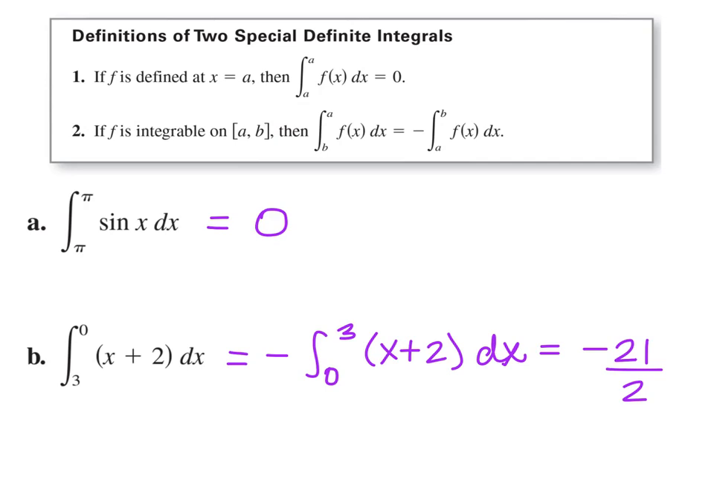So for example, if you are asked to find the integral of sine of x from pi to pi, the area under that curve is 0. And then this is one that we worked on a few slides back. So the integral of x plus 2. Now we did from 0 to 3. So from 3 to 0, that just means that it's the negation of the integral from 0 to 3 of the same function. And that one was 21 over 2, so we just negate that. So it's negative 21 over 2.